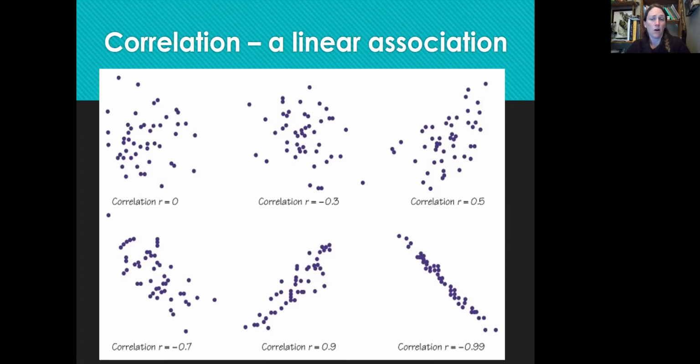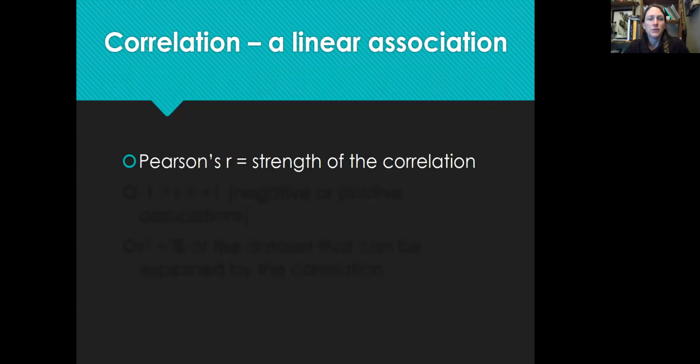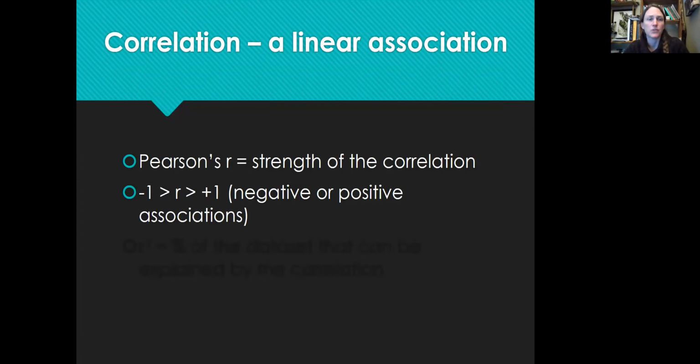Okay, so R can range from -1 to +1. Negative values mean that the pattern is moving, that Y is decreasing as X increases, and positive correlations mean that Y increases as X increases. So Pearson's little r denotes the strength of the correlation, and it can range from -1, a very strong negative relationship, all the way up to +1, a very strong positive relationship.